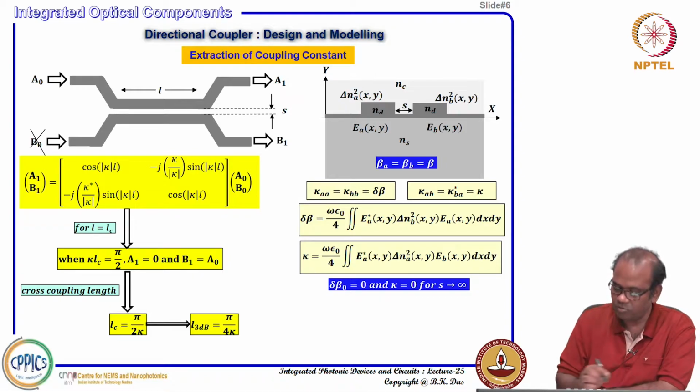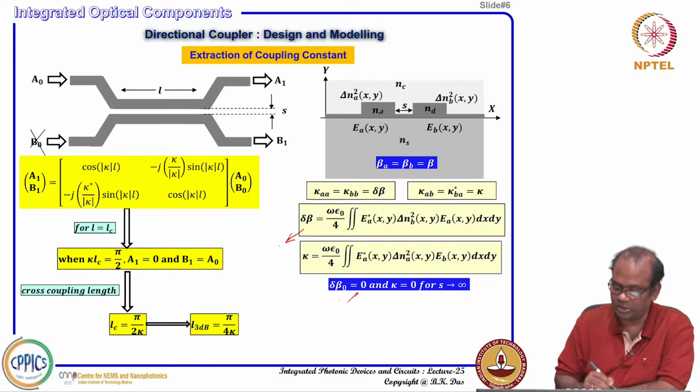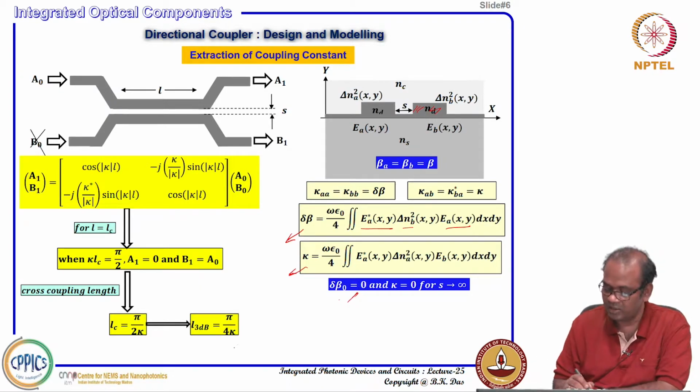Now, suppose delta beta naught equal to 0 and kappa equal to 0. If you look into this expression and that expression, as long as they are single mode waveguides, with the electric field distribution of the first waveguide, and delta n B square, the additional refractive index in the second waveguide, that gives your delta beta. When will that be 0?